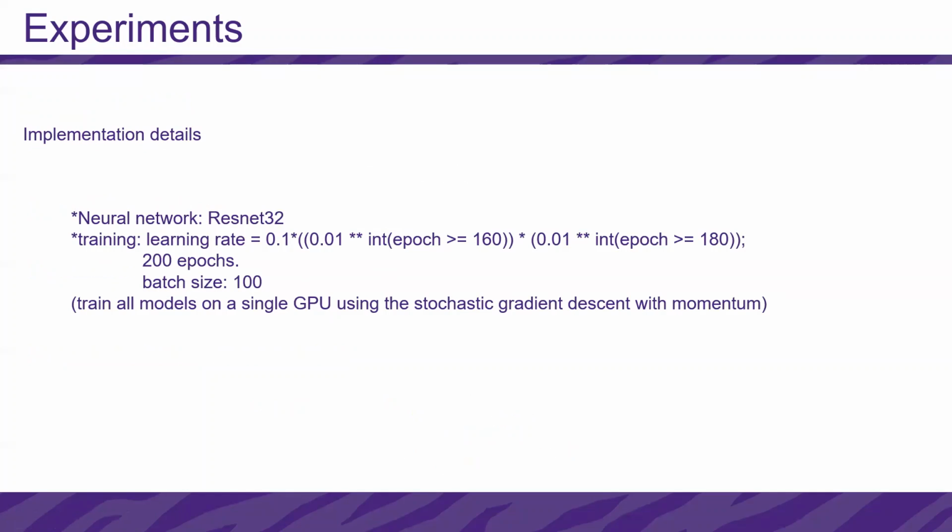Here are the implementation details. The neural network is ResNet. They use an initial learning rate of 0.1 and then also decay the learning rate at the 116th and 118th epochs by 0.01. The batch size is 100, and they train all models on a single GPU using stochastic gradient descent with momentum. And the momentum, I think, is a technique like a moving average.